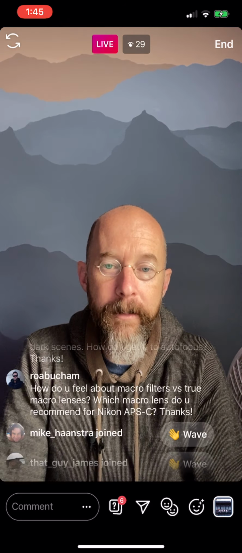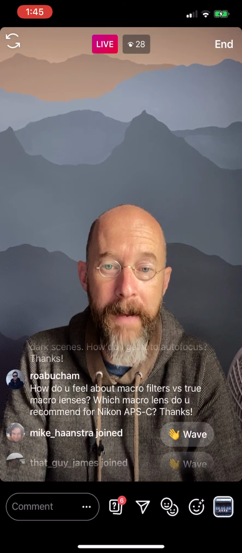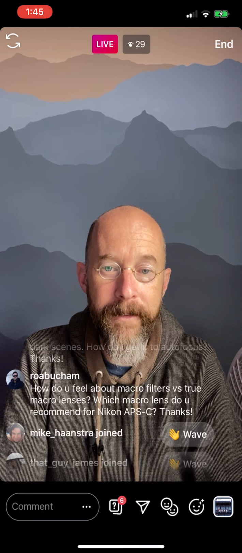Okay, how do you feel about macro filters versus true macro lenses? Which macro lenses do you recommend for Nikon APS-C?